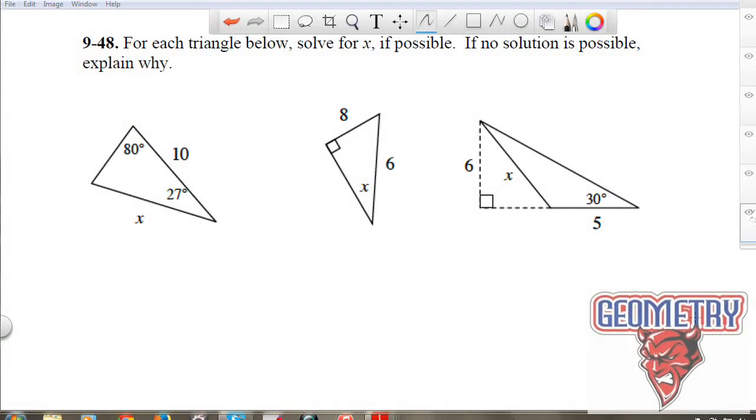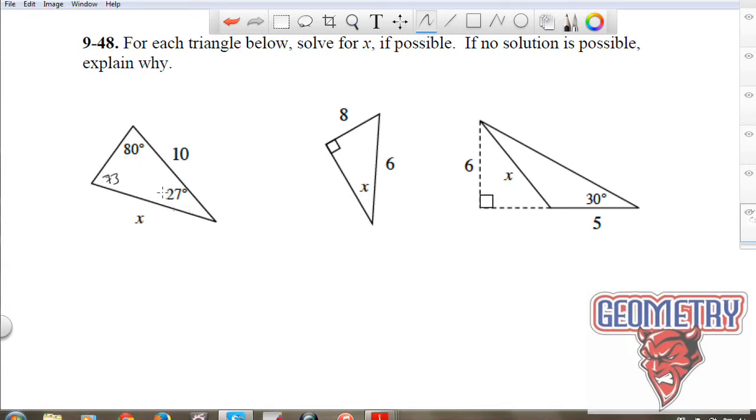Okay, so chapter 9, number 48 in regular geometry. We're asked to find the value of x in each of these triangles when possible. If no solution is possible, explain why. So, let's see, this first triangle, it's definitely not a right triangle, because if we work with the angles there, we got 180 minus 80 minus 27. This ends up being 73 degrees.